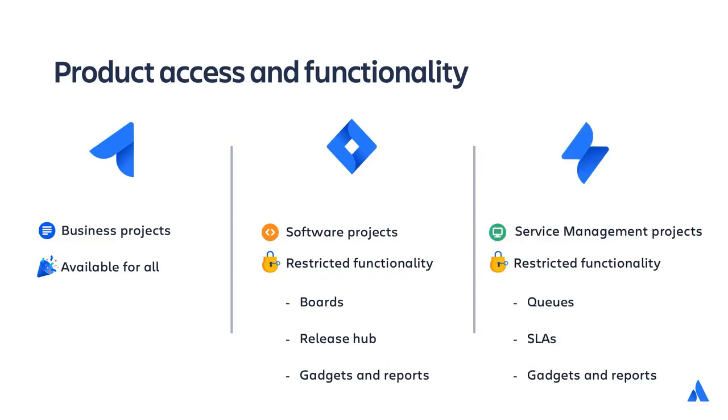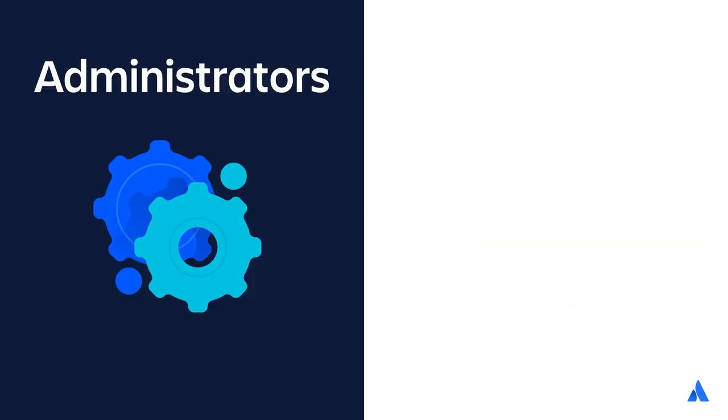Users with access to Jira Service Management will be able to access all the service management functionality, such as queues, SLAs, dedicated service management reports, and gadgets. In order to understand permissions in general, we also need to understand the different types of administrators and the permissions they are granted. That's what we'll do next.